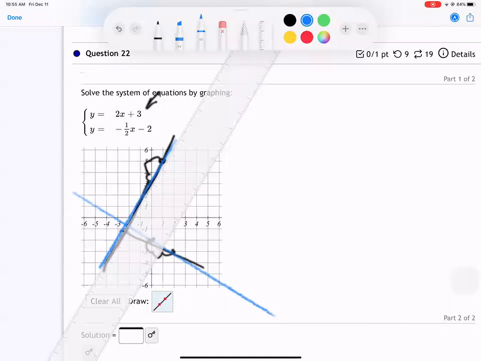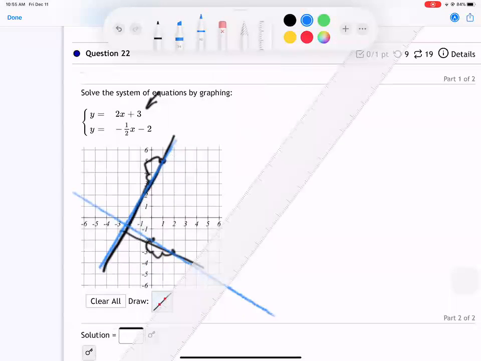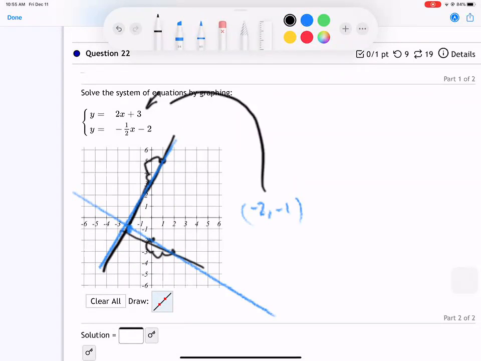They look like they're a little bit off, but if you graph this on the test, it will be right on. And it looks like maybe negative 2 comma negative 1. Maybe. So let's go down and check it. If I plug in negative 2, negative 1 to my first equation, negative 1 is equal to 2 times negative 2 plus 3. That's negative 4 plus 3 is negative 1. Hey, that worked.